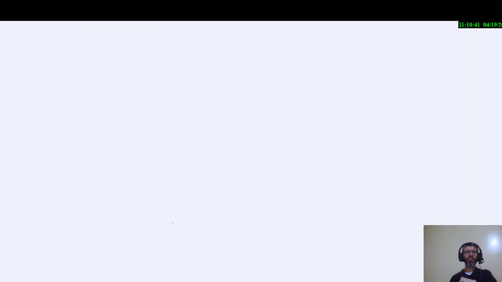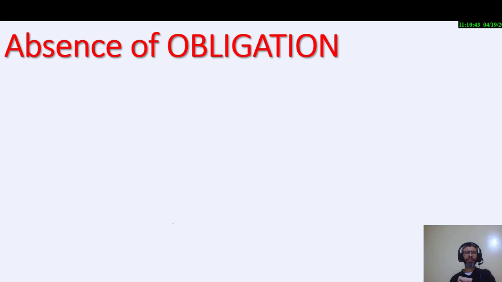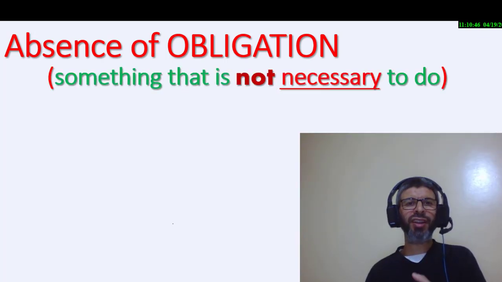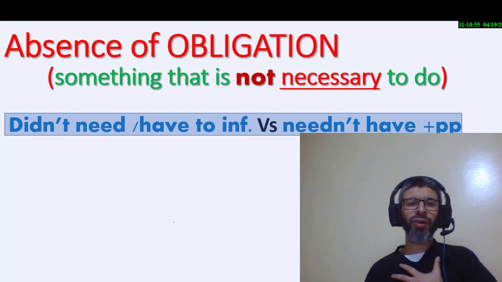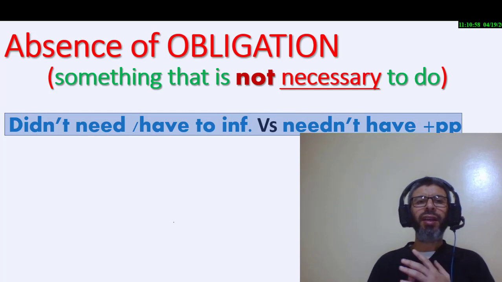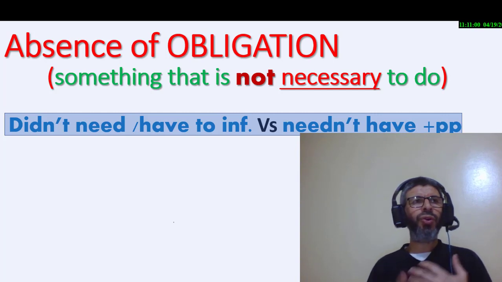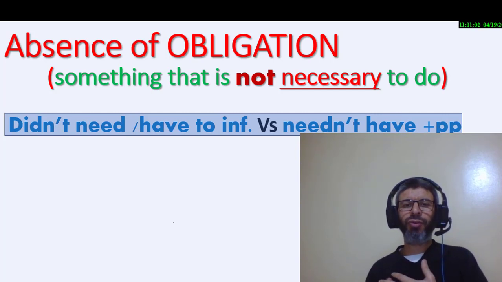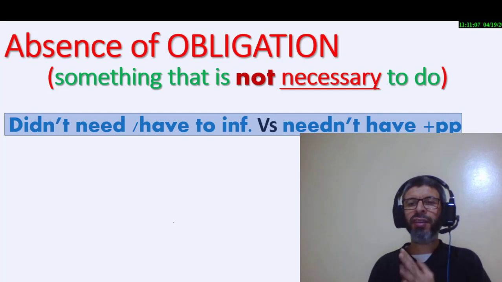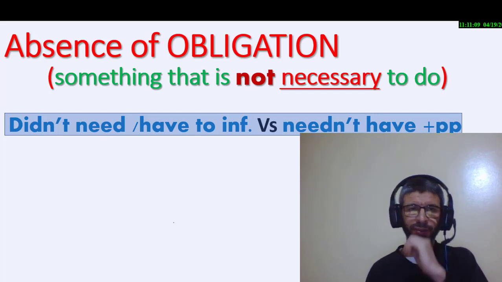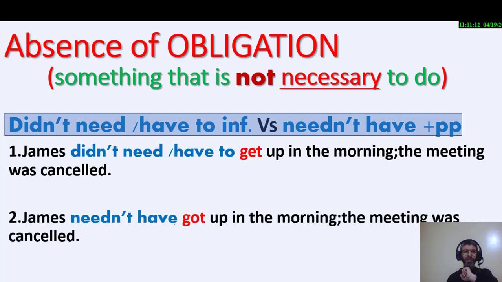Now, let's go to absence of obligation. What do you mean absence of obligation? It means it is not necessary, or something that is not necessary to do. Absence of obligation. Here we have two modals. We have didn't need to, or didn't have to on one part. On the other part we have needn't have plus past participle. Now again, we have two examples.